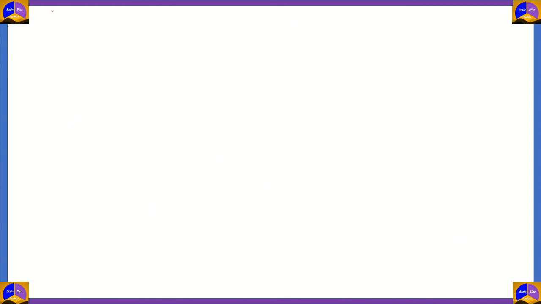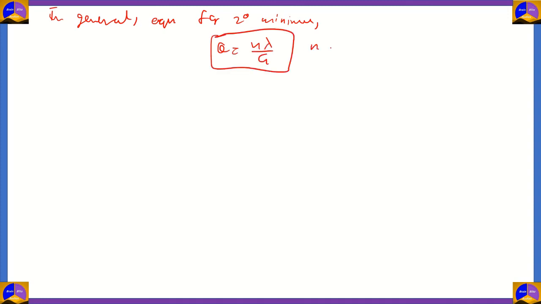So in general, we can write the equation for secondary minimum to be theta is equal to n lambda divided by a, where n is equal to 1, 2, 3, etc. So n is the set of natural numbers.